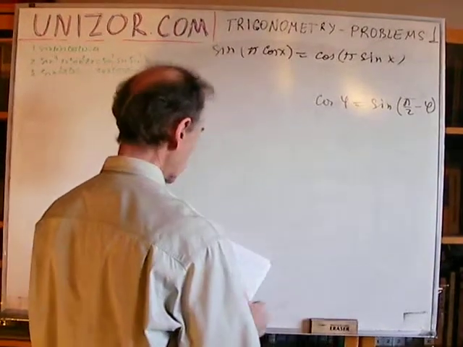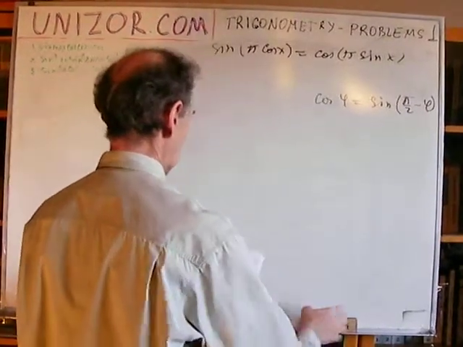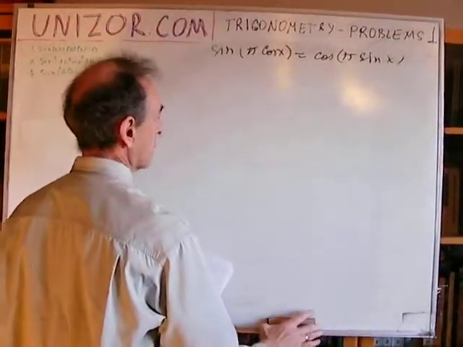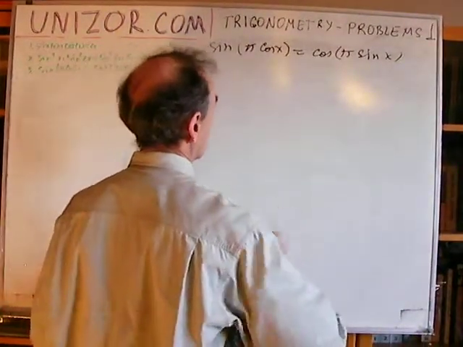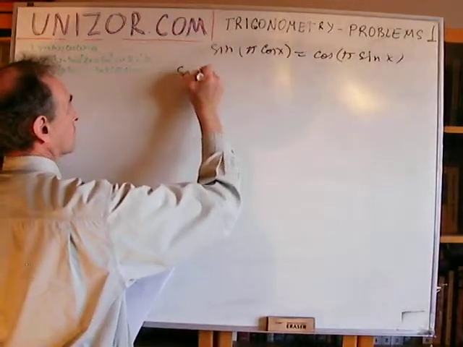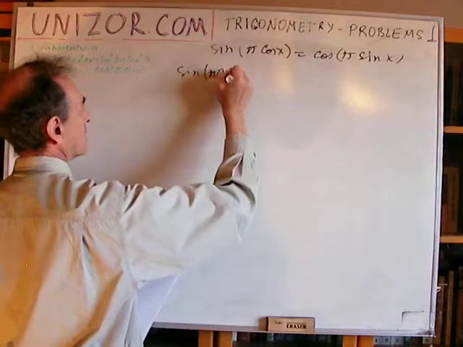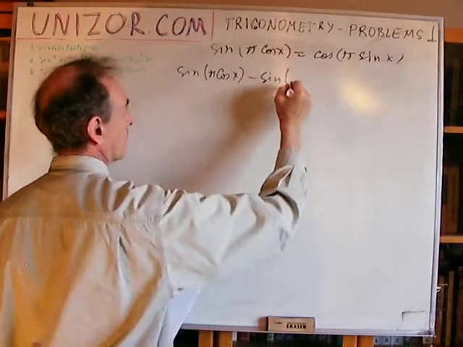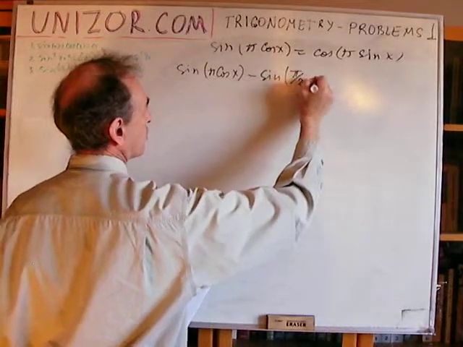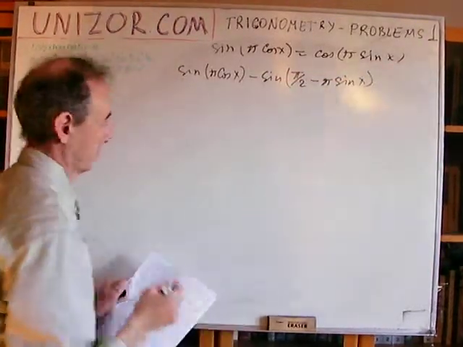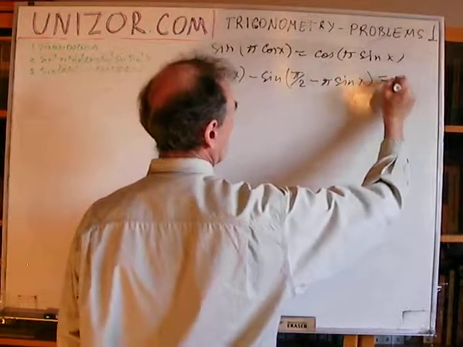So I will replace the cosine on the right with the corresponding sine, and then I will bring everything to the left. So I will have sine of pi cosine x minus sine of pi over 2 minus pi sine of x equals 0, right?